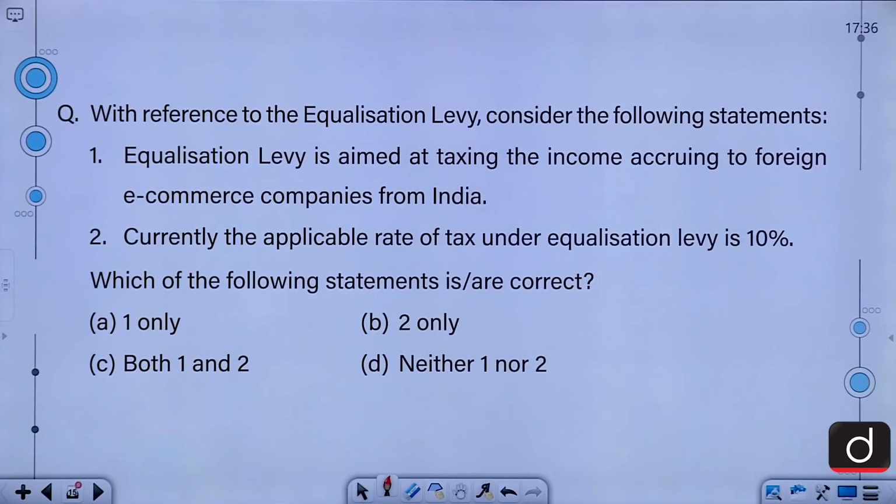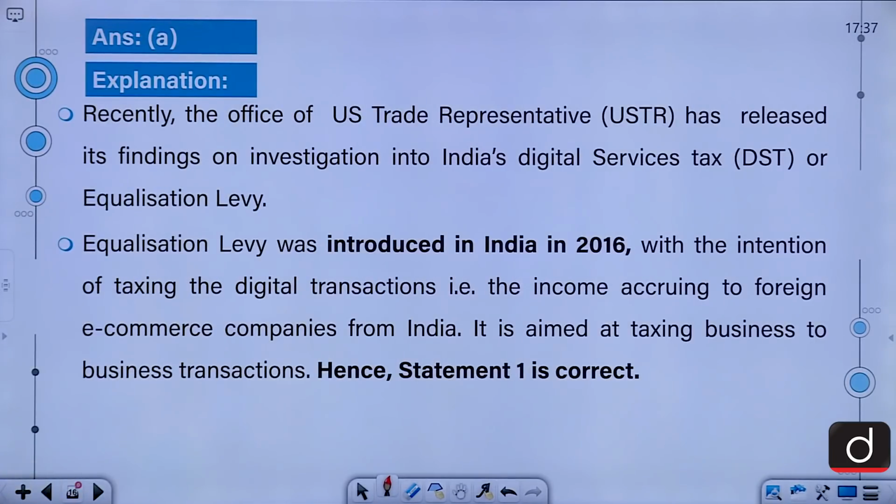With reference to the equalization levy, consider the following statements. 1. Equalization levy is aimed at taxing the income accruing to foreign e-commerce companies from India. 2. Currently, the applicable rate of tax under equalization levy is 10%. Which of the following statements is or are correct? A, 1 only; B, 2 only; C, both 1 and 2; D, neither 1 nor 2. The correct answer for this question is A, that is 1 only. Moving on to the explanation.